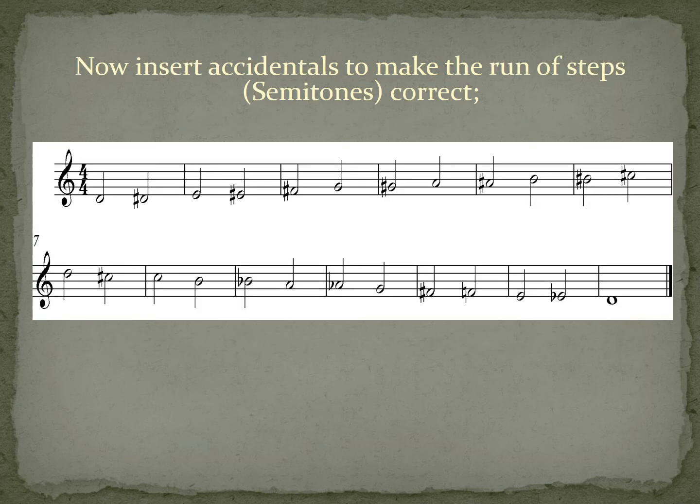And exactly the same as before, once we've got the correct doubling up of the notes, you now insert the accidentals to make the run of steps, semitones, correct. So you'll notice now from D, up a step we go to D sharp, we go to E, we go to E sharp, etc.